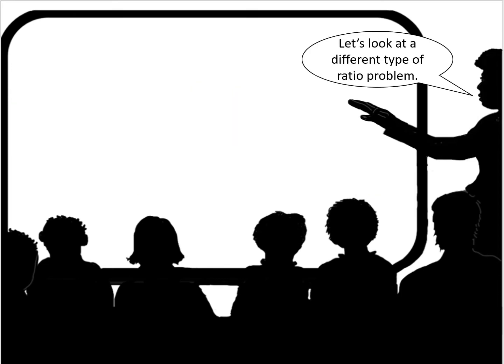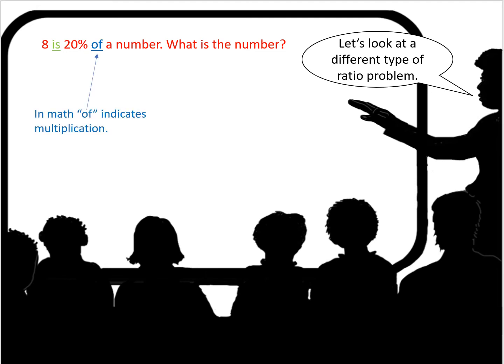Let's look at a different type of ratio problem. 8 is 20% of a number. What is the number? Remember that is in math means equal to. Of in math indicates multiplication. So now we should be able to write our equation.